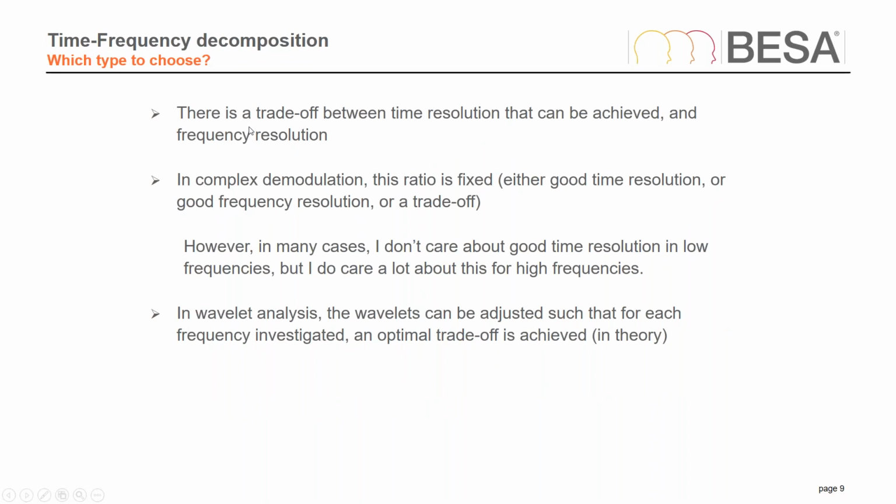So which type of time frequency analysis should I choose then? Yeah, there's always a trade-off between time resolution that can be achieved and frequency resolution that can be achieved. In complex demodulation, this ratio is fixed. So I decide beforehand if I want a good time resolution or a good frequency resolution or a trade-off between the two. But actually, in many cases, I maybe don't care about good time resolution at low frequencies, but I care a lot about this for high frequencies. And in wavelet analysis, these wavelets can be adjusted such that for each frequency that I'm investigating, an optimal trade-off can be achieved. At least that's the theory.